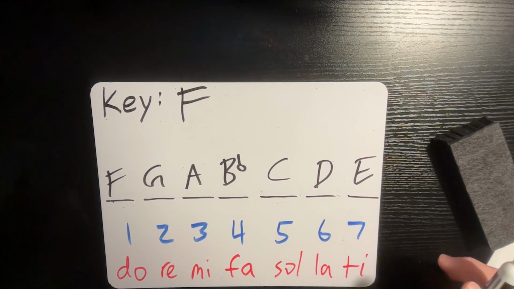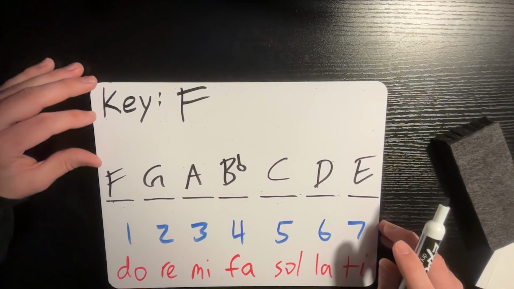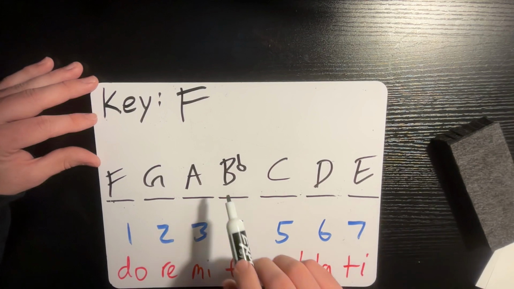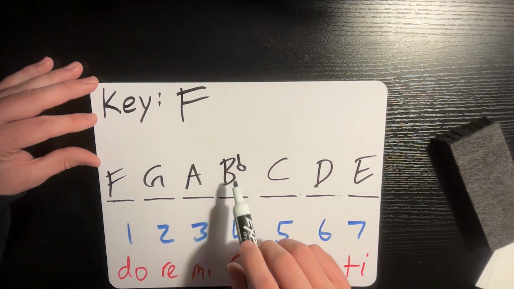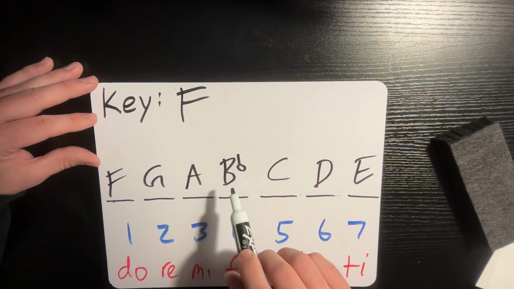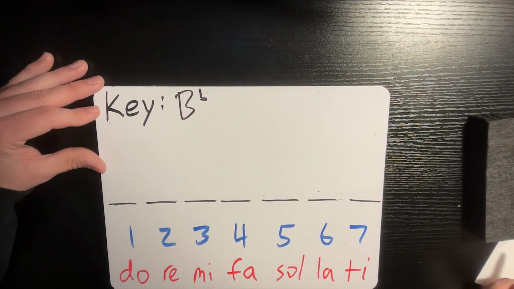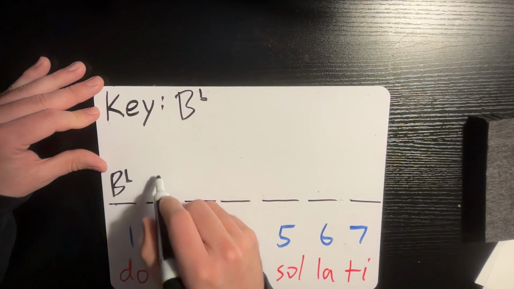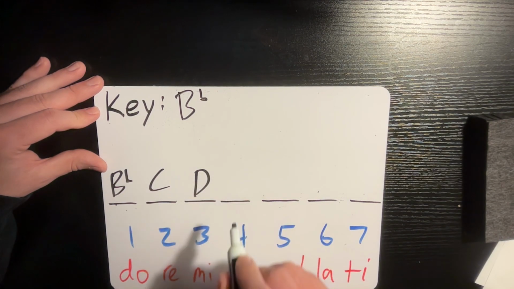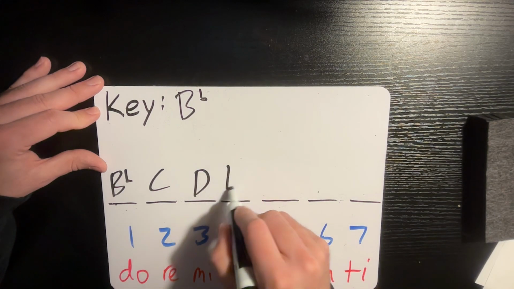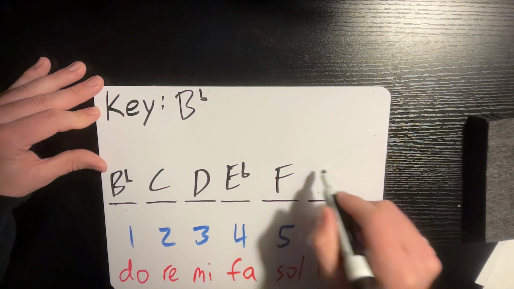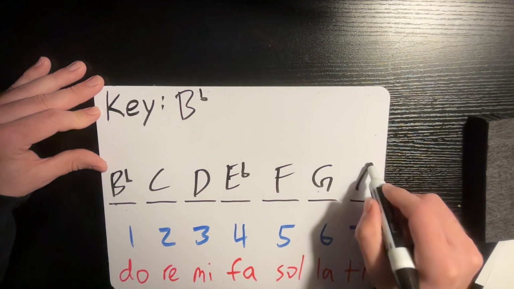And we'll see that continue as we continue to go through these flat keys. Not only is the fourth note flattened, but this will actually also be the root note of the next key. All right, the key of B flat, we have B flat, C, D, here's that fourth note now, E flat. This is the new flat note in this key, F, G, A.